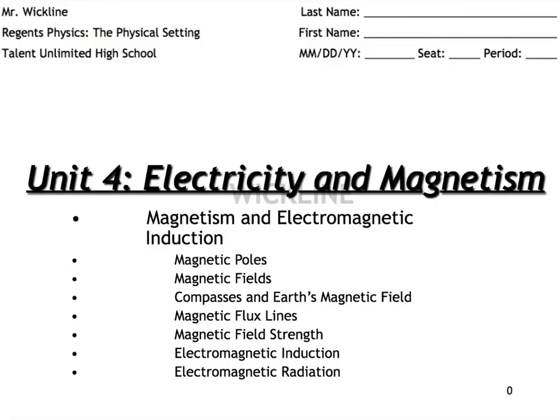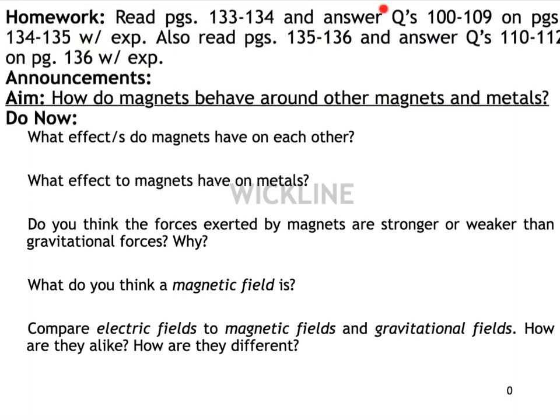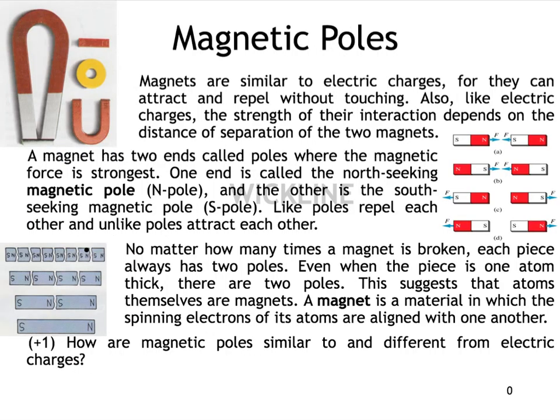Hey guys, in this lesson we're going to be studying magnetism and electromagnetic induction. Here's your bookwork, copy this down, and follow it with this aim: how do magnets behave around other magnets and metals? And follow it up with these do now questions. Don't write in the answers yet, just the questions.